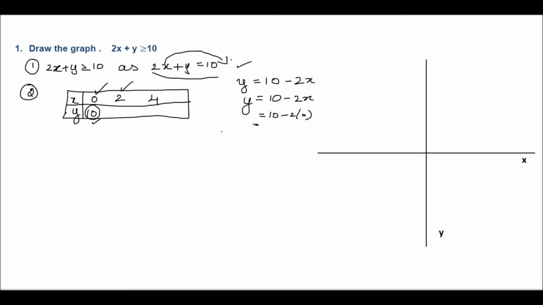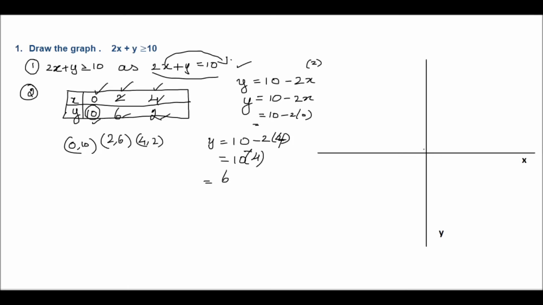For the second one, substituting the x value as 2, y is equal to 10 minus 2 into 2, which will be 10 minus 4, sorry, which will be 6. Now the next point, for x is equal to 4, what is the value for y? So I am changing like this. Here I am changing 4, it will be 2. Understood? Now I got the points 0 comma 10, 2 comma 6, 4 comma 2.